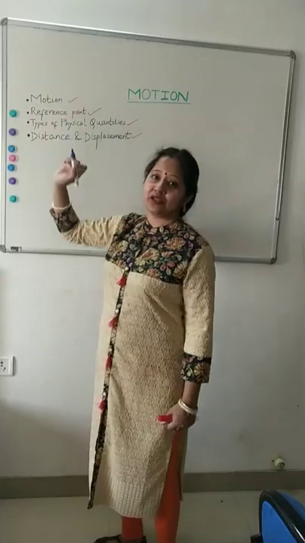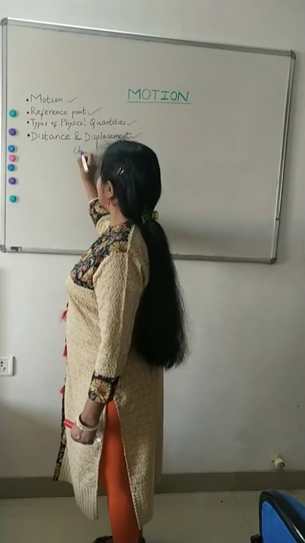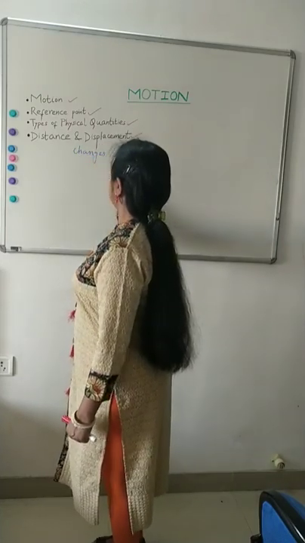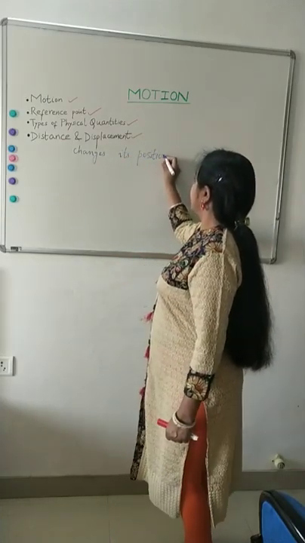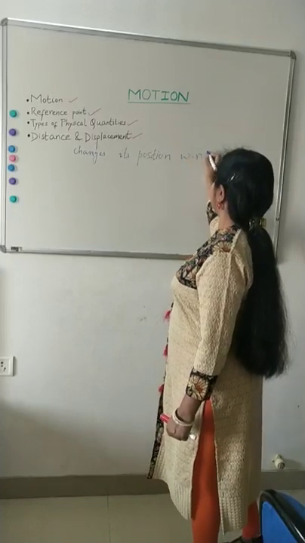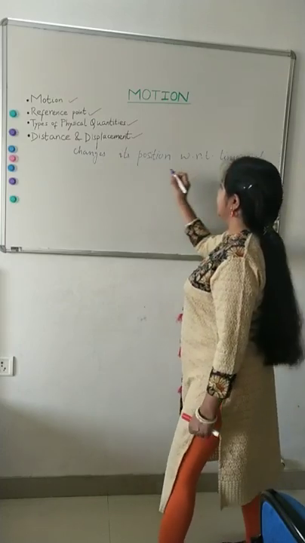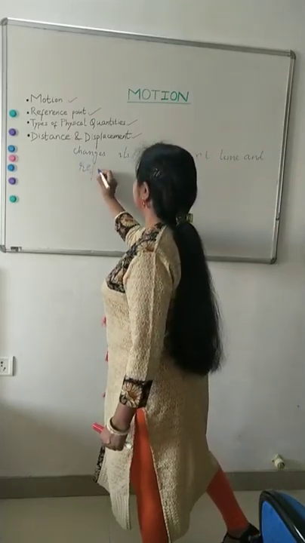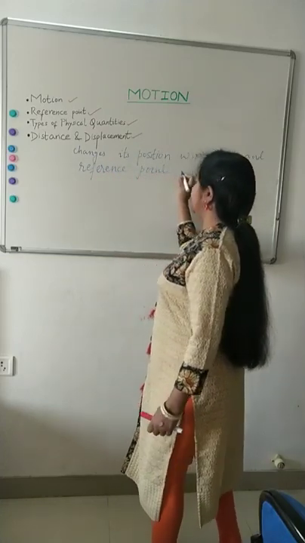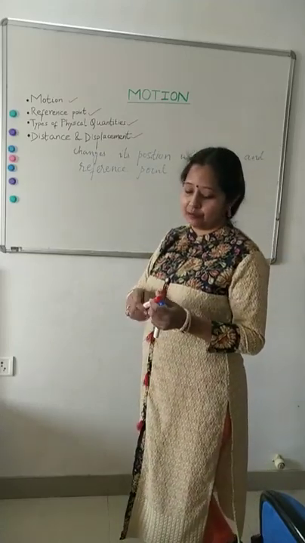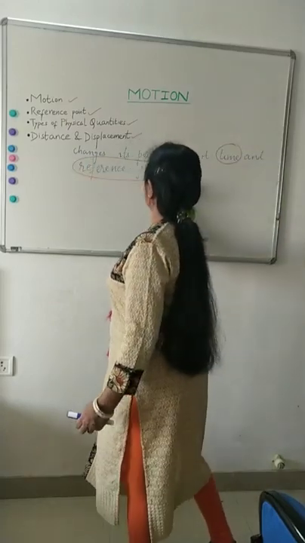When is an object said to be in motion? An object is said to be in motion when it changes its position with respect to time and reference point. Yes, these two terms are very important: with respect to time and reference point.